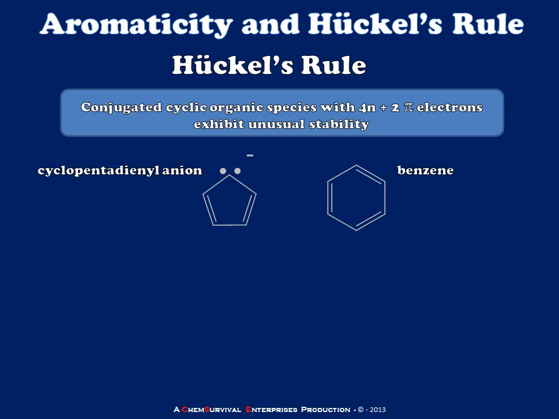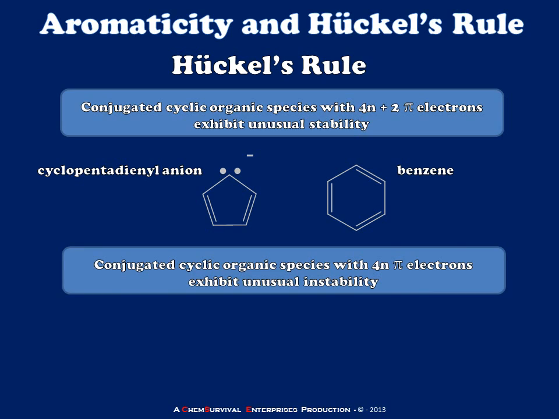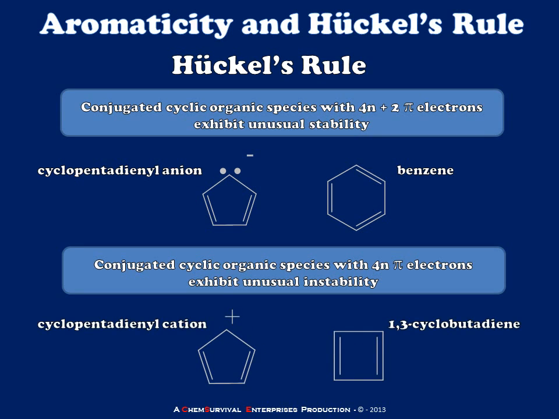Examples of these kinds of species would be things like cyclopentadienyl anion or the benzene molecule. Conversely, conjugated cyclic organic species with 4n pi electrons tend to exhibit an unusual instability and tendency to contort and twist in any way they can so that they are not planar. Some classic examples of this are cyclopentadienyl cation and 1,3-cyclobutadiene.